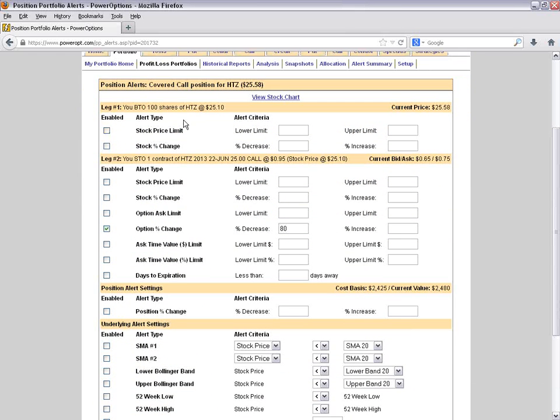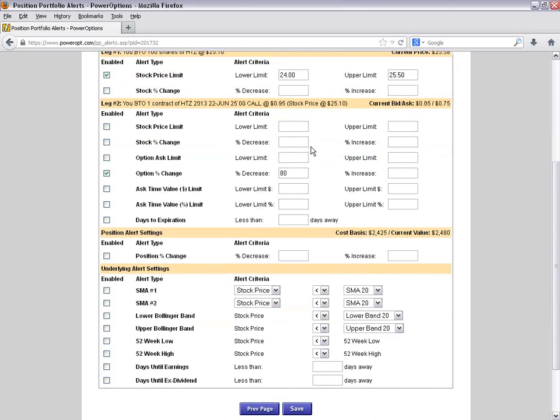Okay, so we bought the stock at 25.10. If I had stop limits in mind, where I wanted to be notified, or I might look to roll the position if Hertz dropped down to 24, or if it went above 25.50, we'll just put that in as an upper and lower limit. We can set limits for the option price as well.